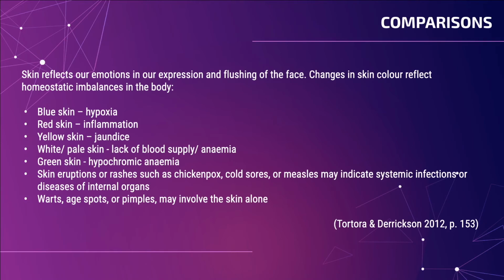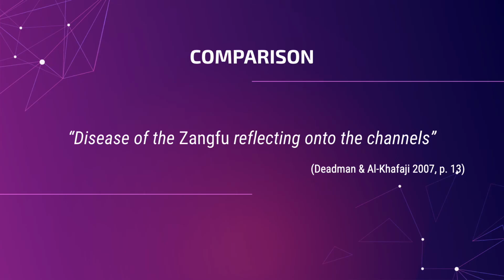This is from the Anatomy and Physiology textbook. Skin reflects our emotions in our expression and flushing of the face. Changes in skin color reflect homeostatic imbalances in the body. So we've got blue skin when there is hypoxia, red skin with inflammation, yellow skin with jaundice, and all sorts of other different colors that the body manifests when things are not usually going as planned.